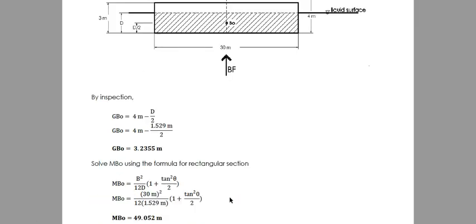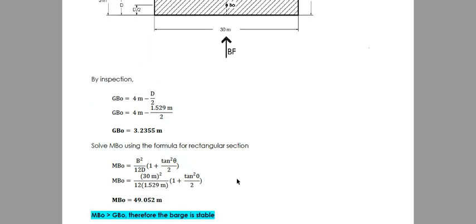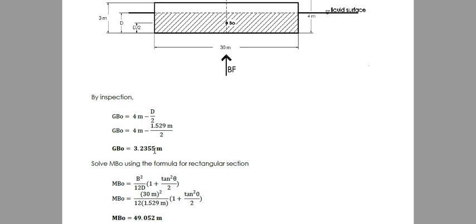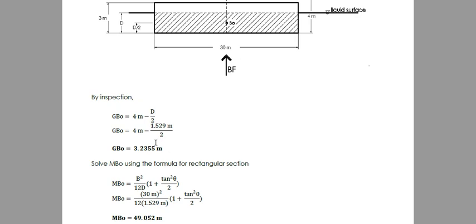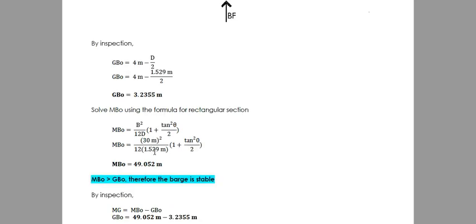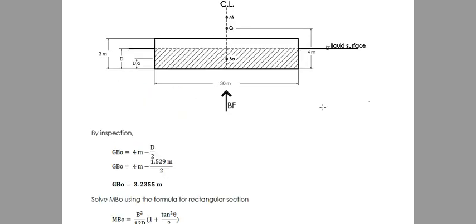And we solve for MBO using our formula for a rectangular section. There's no angle of tilt, so theta is 0. So B squared, our B here is 30, over 12 times the draft solved a while ago, 1.529 meters, divided by 2. So, MBO is 49.052. Definitely higher than the center of gravity. Very high. So our barge is very stable in terms of the long side of the barge.